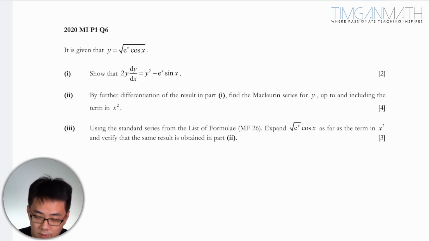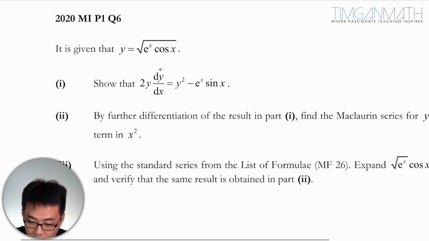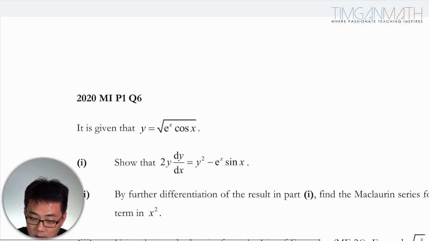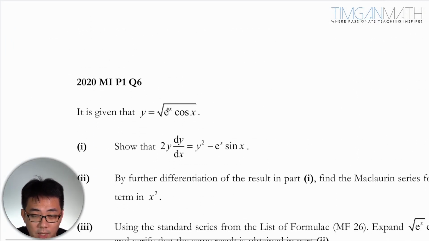You're given that y equals root of e^x cos x, and you were told to show this. I think we have done this kind of question multiple times. I would suggest square both sides. Don't do direct differentiation, because implicit differentiation will be much easier.